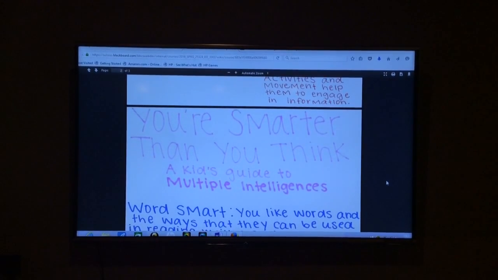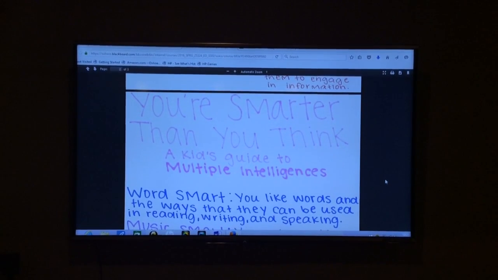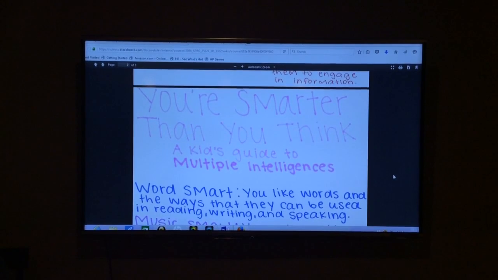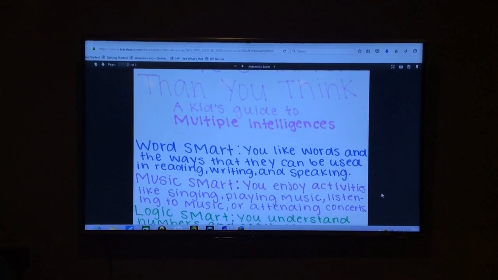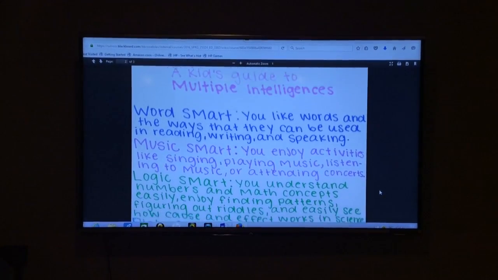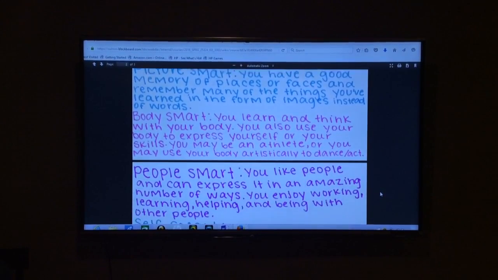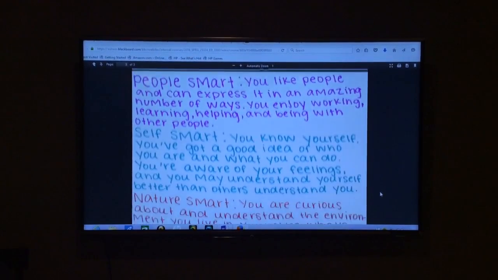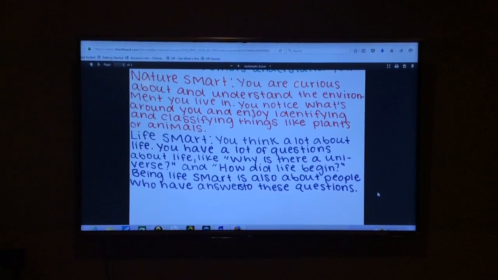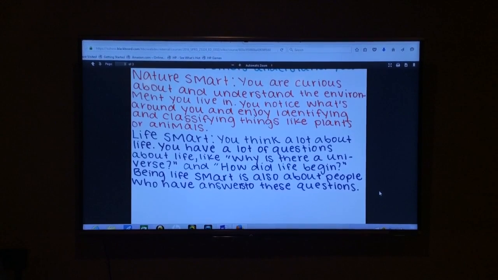And then I have a book, it's titled You're Smarter Than You Think, A Kid's Guide to Multiple Intelligences, and it was written by Thomas Armstrong. And so he talks about the different types of intelligences. There's word smart, music smart, logic smart, picture smart, body smart, people smart, self smart, nature smart, and life smart. And he goes through and explains each one of these intelligences and examples of them.